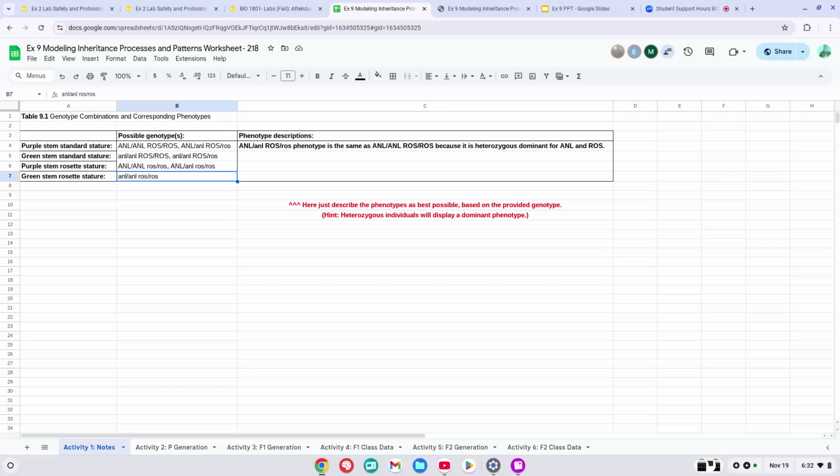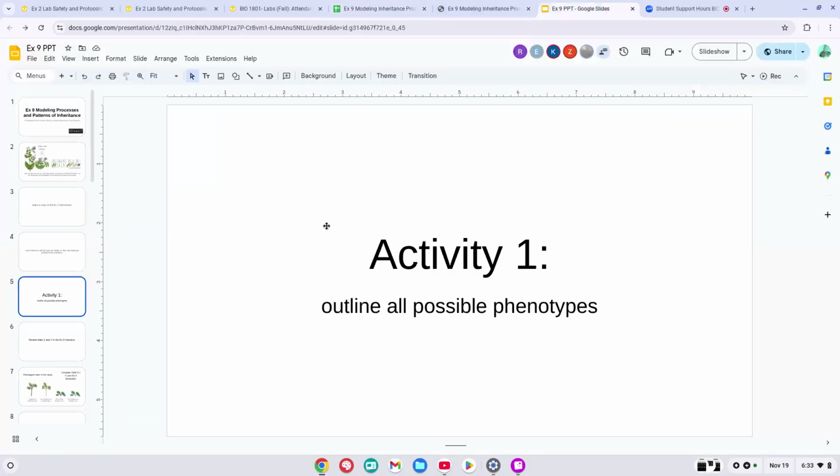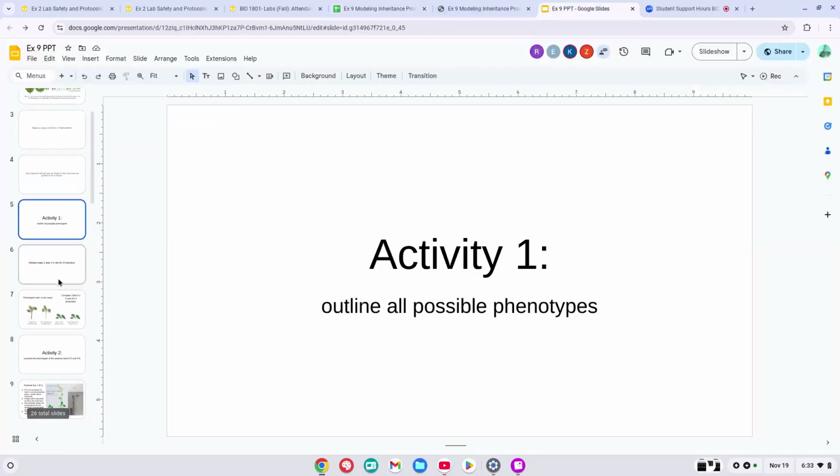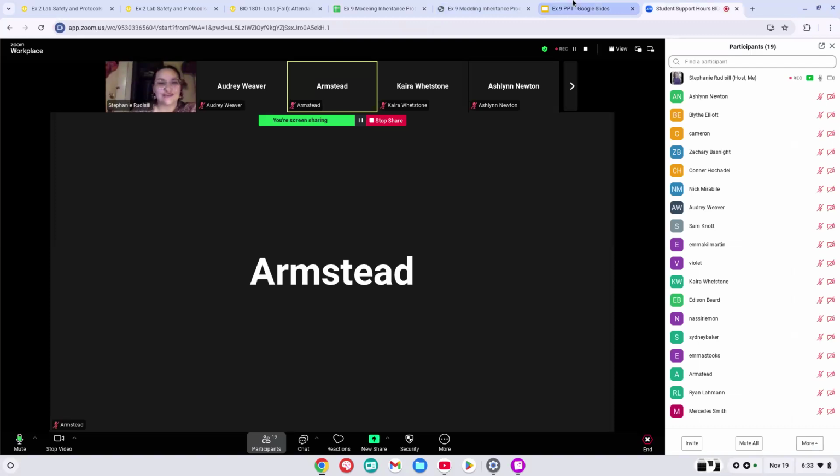So now let's jump back to the PowerPoint. Hopefully everyone has something written down for table 9.1. Okay. And let's keep working. And with everything else, we'll do breakout rooms. I just wanted to give everybody a fair starting ground so you all felt a little bit more comfortable and like you were in the same place together.